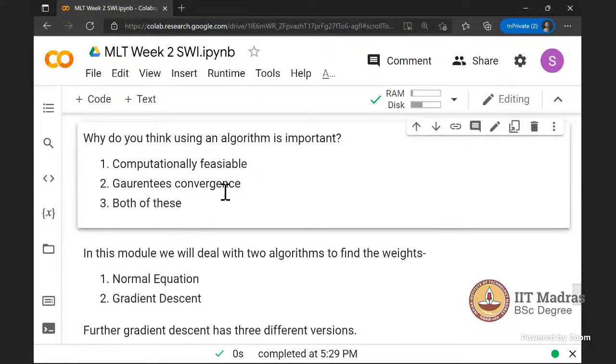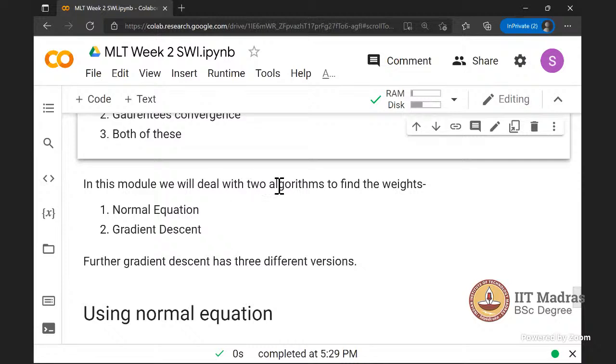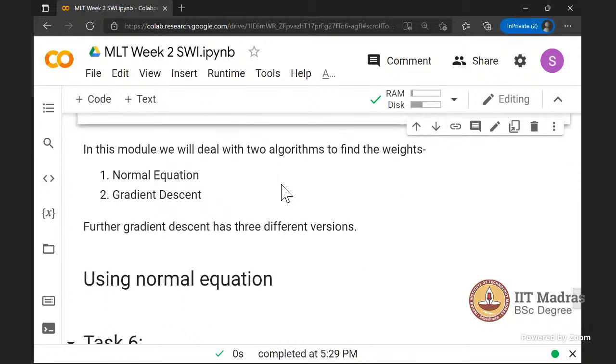Right. If we go with trial and error, we have no upper bound on how many times we have to try, so that could be very expensive. And it doesn't guarantee to converge to the optimal solution either. So for both of these reasons, it is a good idea to use a proper algorithm. Now, in this session, we are going to cover two of them. One is the normal equation, and the second method is gradient descent.